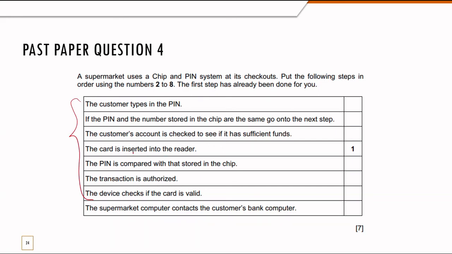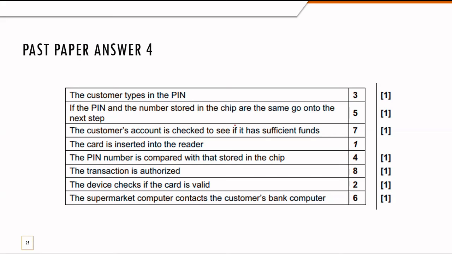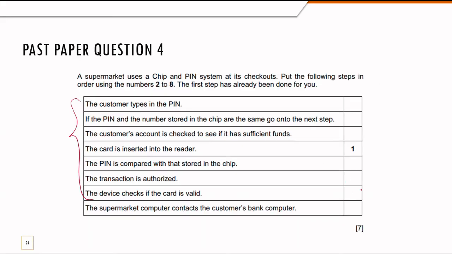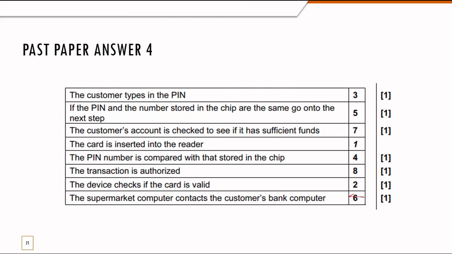The first, we know the card is inserted into the reader. Then what is done? Let's check. Once the card is inserted, probably the next step will be that the card validity is checked. We can check our answers. Card validity is checked, and then we see that the next step is typing in your PIN number. PIN number is compared with what is stored.